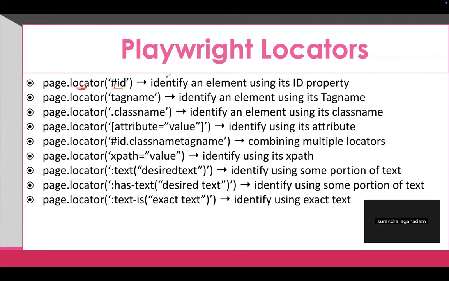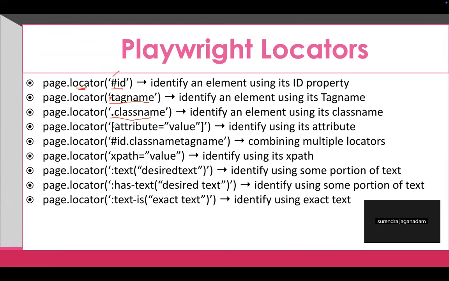If you want to identify using a tag name that I have shown you earlier, directly you can put it here so that it will consider it as a tag name. If you want to identify using a class name, directly you can use a dot followed by the class name. If you look at these three, for ID you need to put a hash, for tag name you need not put anything, for class name you need to put a dot.